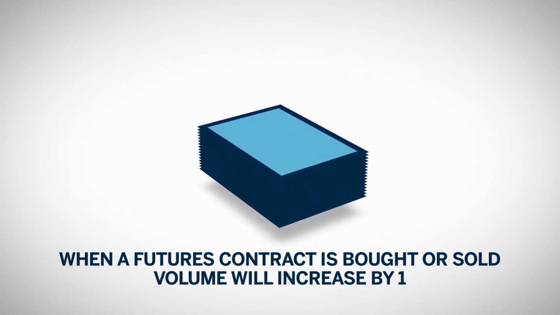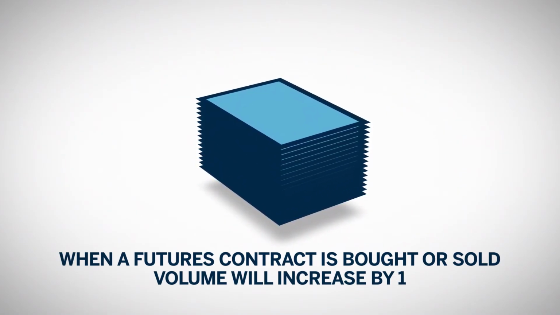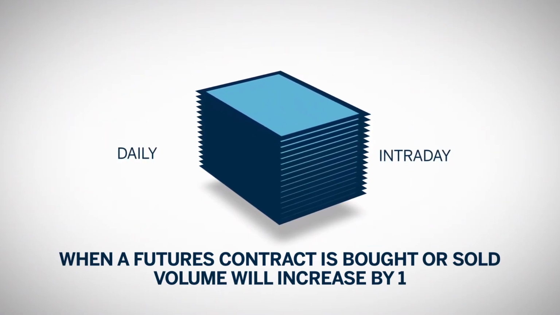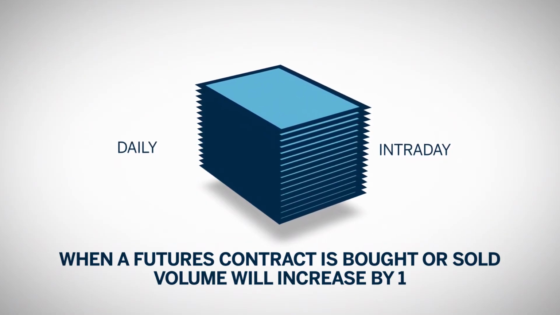Volume is a metric that is reported for all futures contracts. It is calculated by counting the number of contracts that have been bought and sold over a given time. You can track volume by using different time intervals, like daily or intraday. When a futures contract is traded, whether bought or sold, it counts towards volume for that contract.